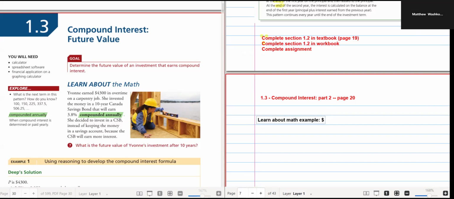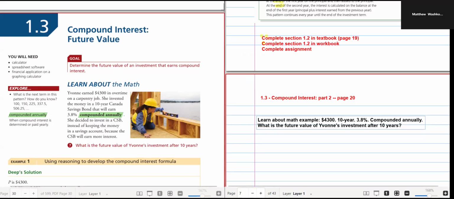So here's what we know. Yvonne earned $4,300 in overtime in a carpentry job. She invested that money into a 10-year bond that will earn 3.8%, and it's compounded annually. She decided to invest in a CSB instead of keeping the money in the savings account because the CSB, which is the Canadian savings bond, will earn more interest. What is the future value of Yvonne's investment after 10 years? So that's the question we have here.